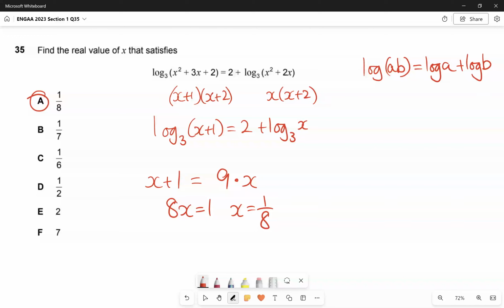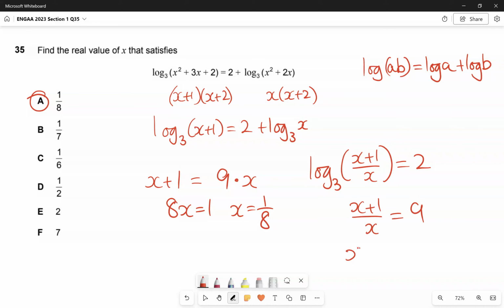Now the alternative way, which I sometimes prefer, but not always, would be to move the log 3x to the other side. So we get log 3 x plus 1 over x equals 2. Now this is saying that 3 raised to the power of 2 gives us this. So we have x plus 1 over x equals 9, which then gives us x plus 1 equals 9x. And then solving it in a similar way to before, we get 1 over 8. So it's personal preference as to which one you choose.